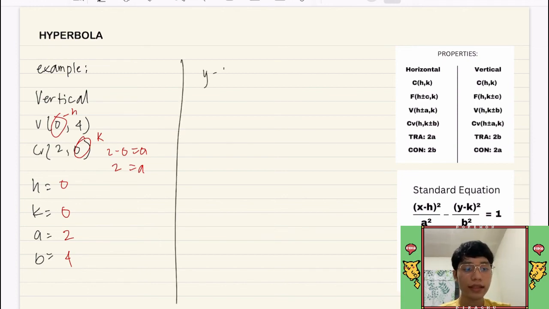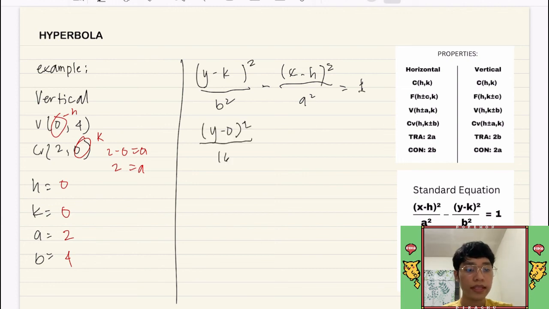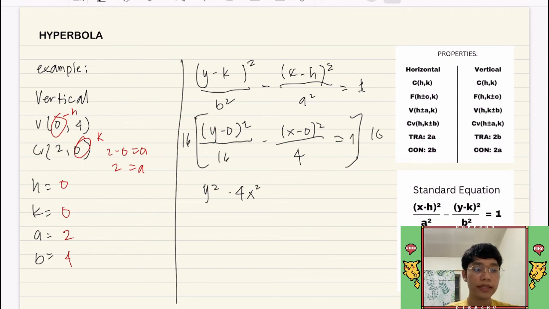So the vertical standard equation is (y minus k) quantity squared over b squared minus (x minus h) quantity squared over a squared equals 1. So substitute the values. We have y squared over 16 minus x squared over 4 equals 1. So multiply both sides by 16. We now have y squared minus 4x squared equals 16.